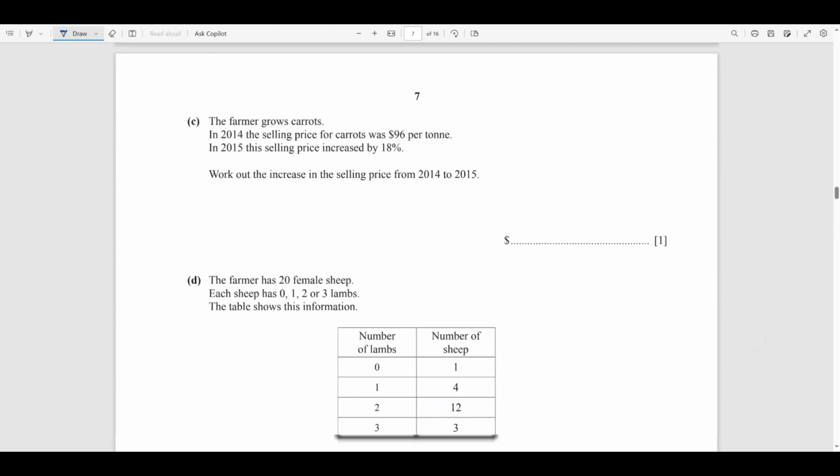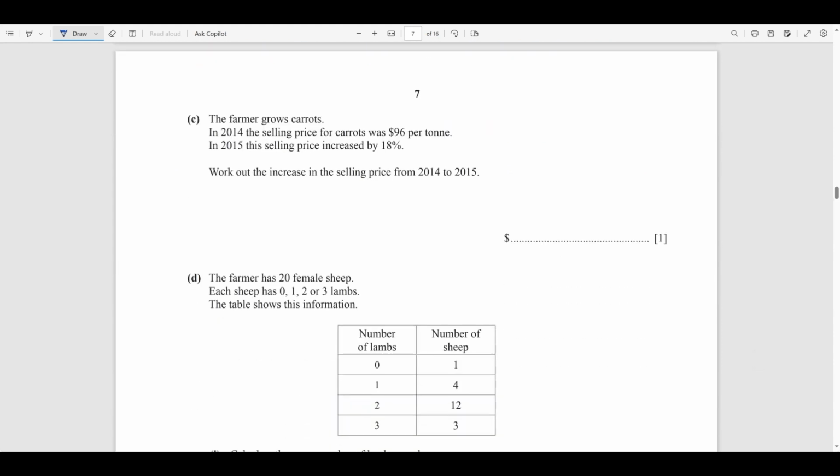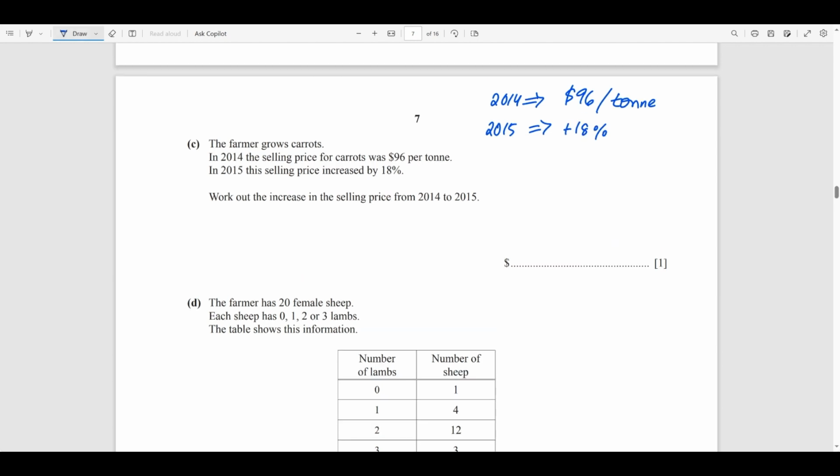Part C, the farmer grows carrots in 2014. The selling price was, okay. So again, 2014, this is the rate. In 2014, the amount was $96 per ton, and in 2015, the amount is increased by 18%, right? Work out the increase in the selling price from 2014 to 2015.